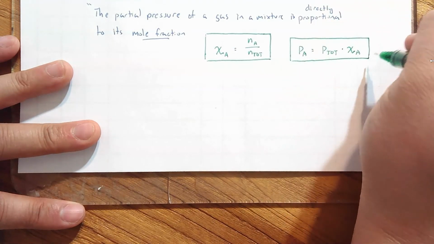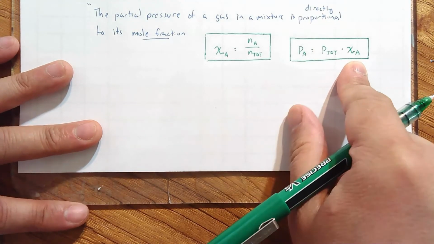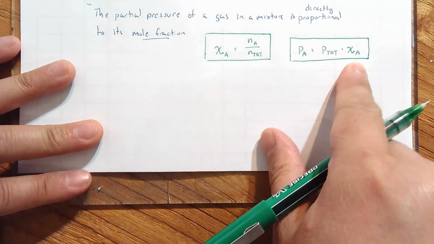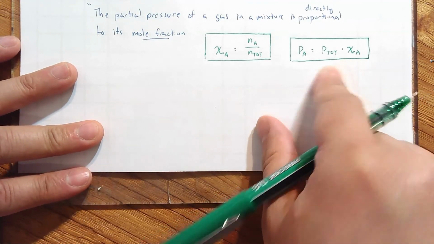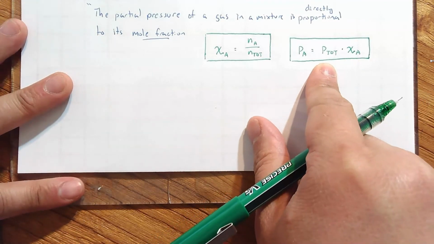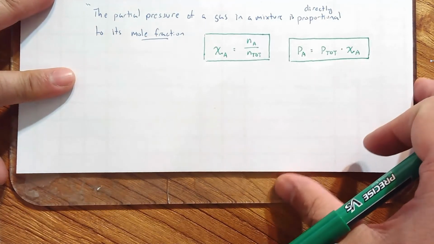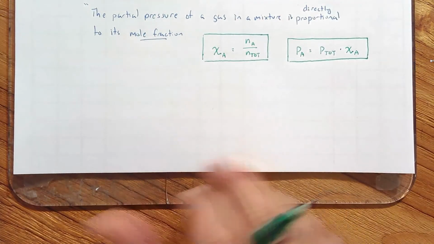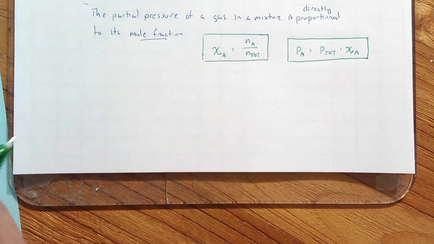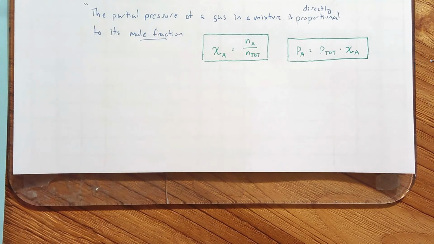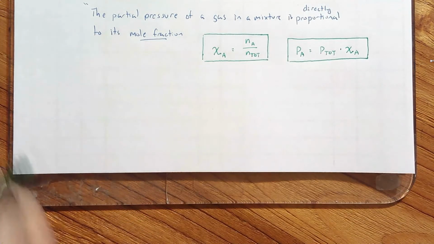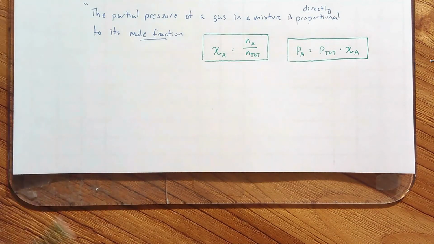If A makes up 50% of the moles in the container, then this number would be 0.5, and it will represent half of the total pressure. So it is directly proportional, and it's based on the number of moles. It's not based off of the molar mass or the volume. Okay, it's based off the number of moles.